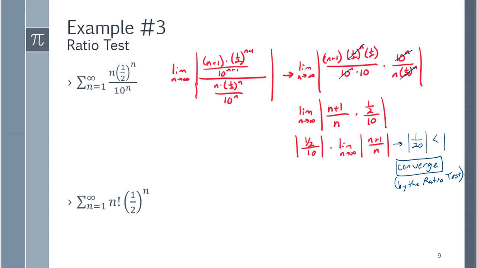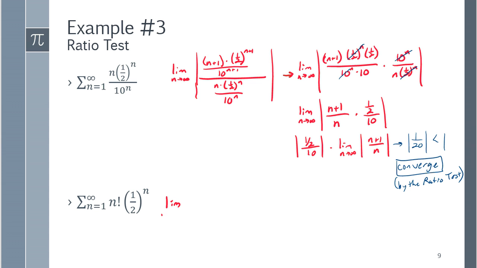If I look at my second example, I have the series from n equals 1 to infinity of n factorial times 1/2 to the n. I could do the nth term test on this because n factorial times 1/2 to the n is not going to be 0, but it's not immediately obvious that that's true, because the 1/2 to the n is getting smaller while n factorial is getting bigger. It's not a geometric series because of the n factorial. It's not a p series, so I'm trying ratio test.